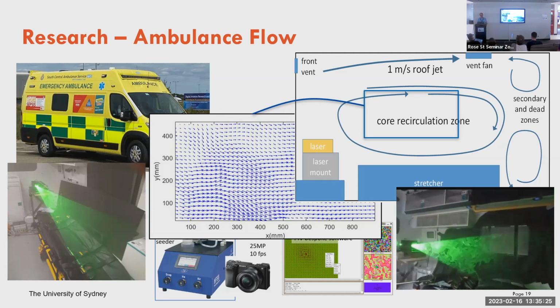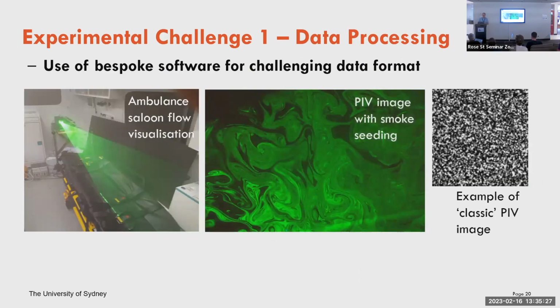It was interesting times. Now, when we used the smoke, we found basically that it was quite hard to use smoke because you couldn't get individual particle images and the smoke's so fine.